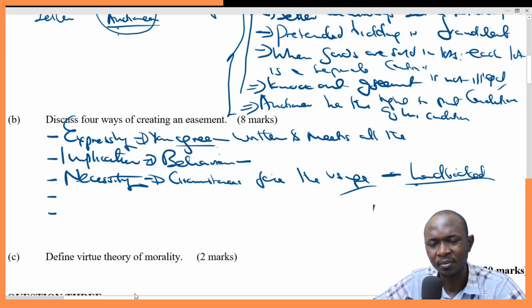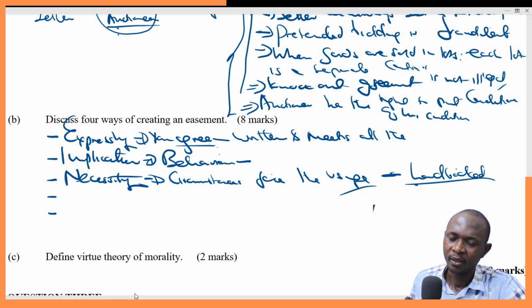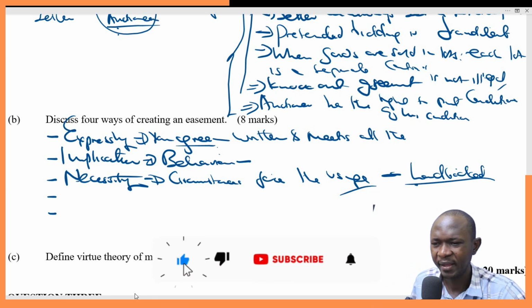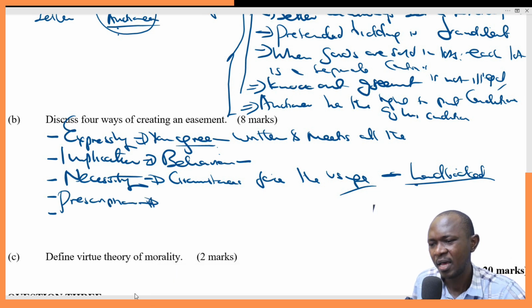Then we also have easement by prescription, and this is where I'll give you an example that can best explain this. For example, there's somebody who has been using a piece of land for the last 25 years. He has been using your piece of land.